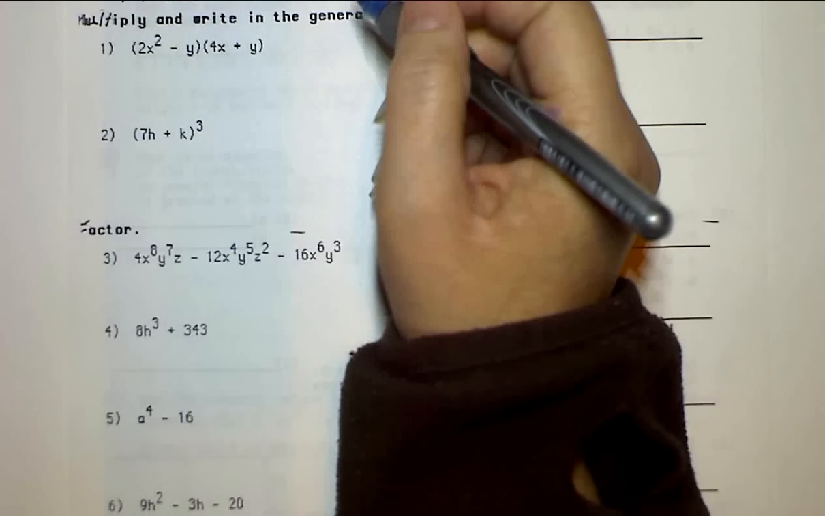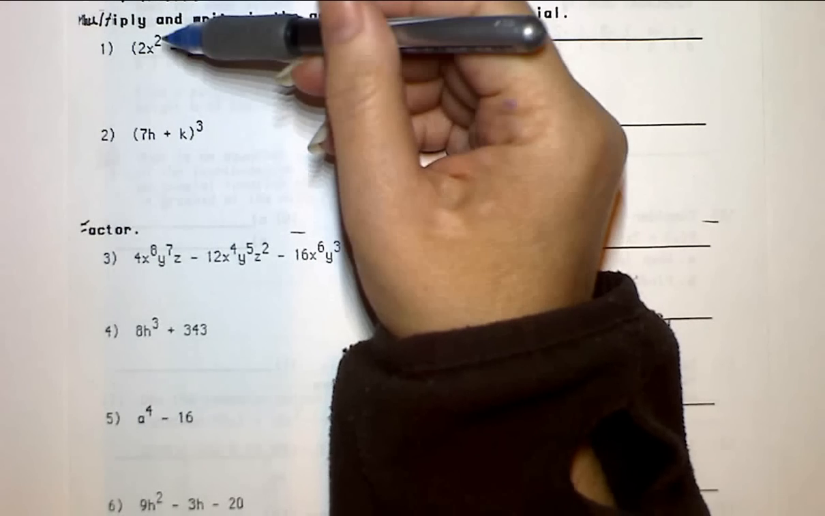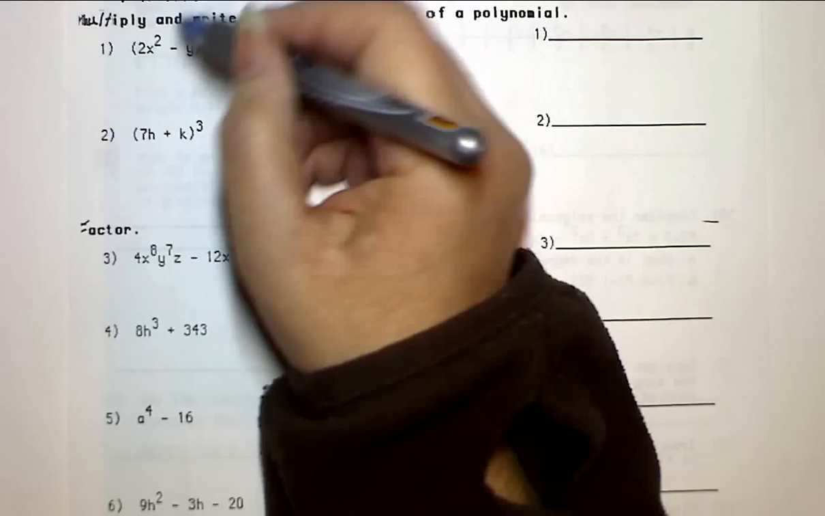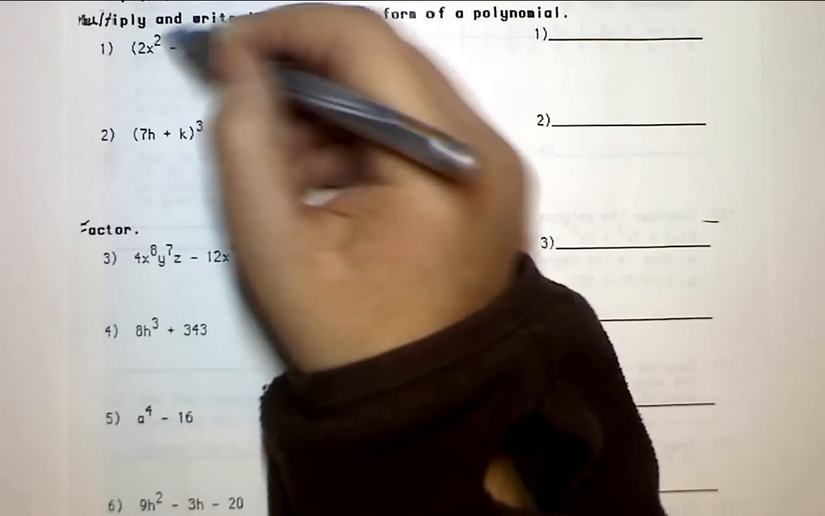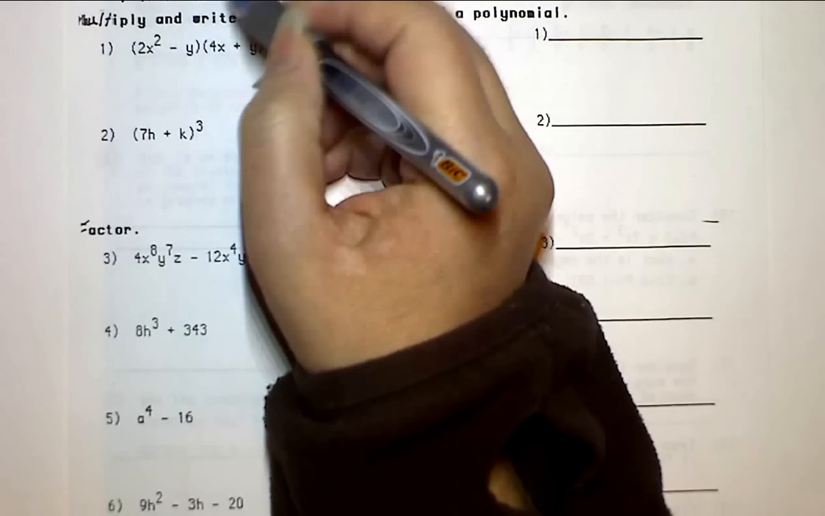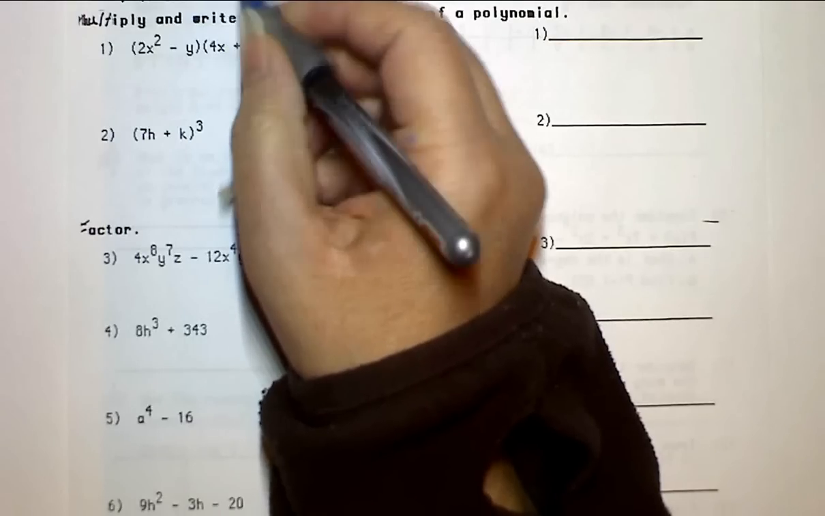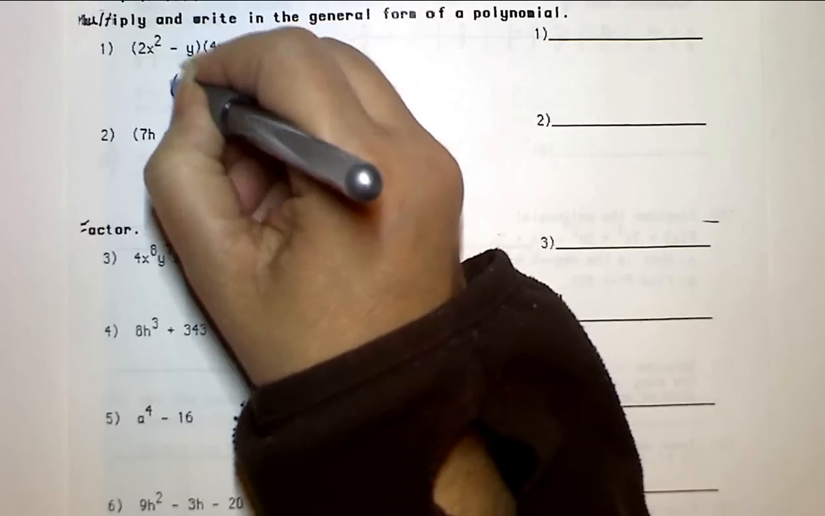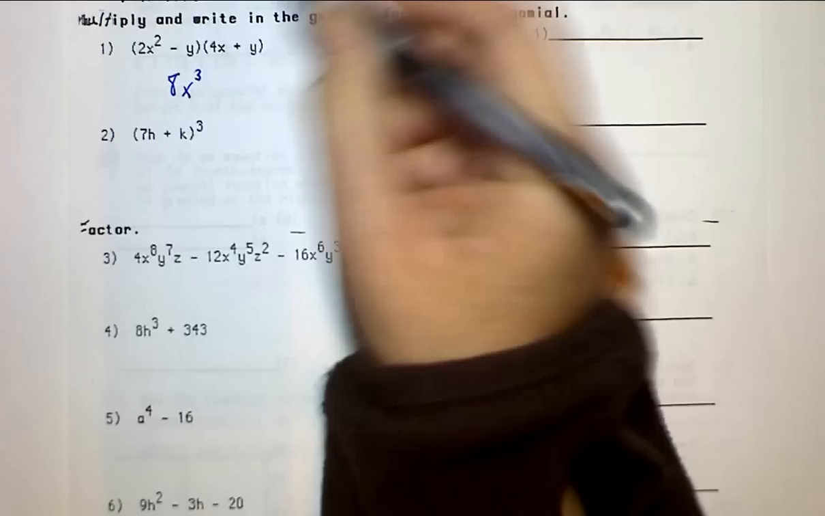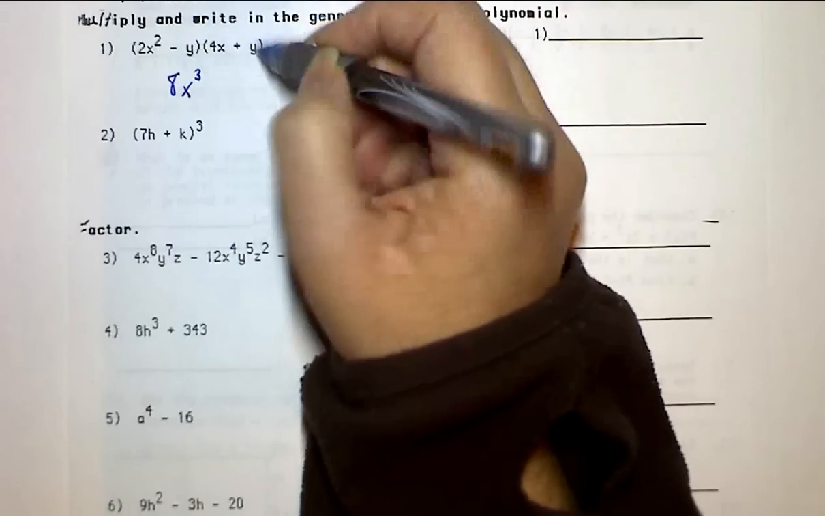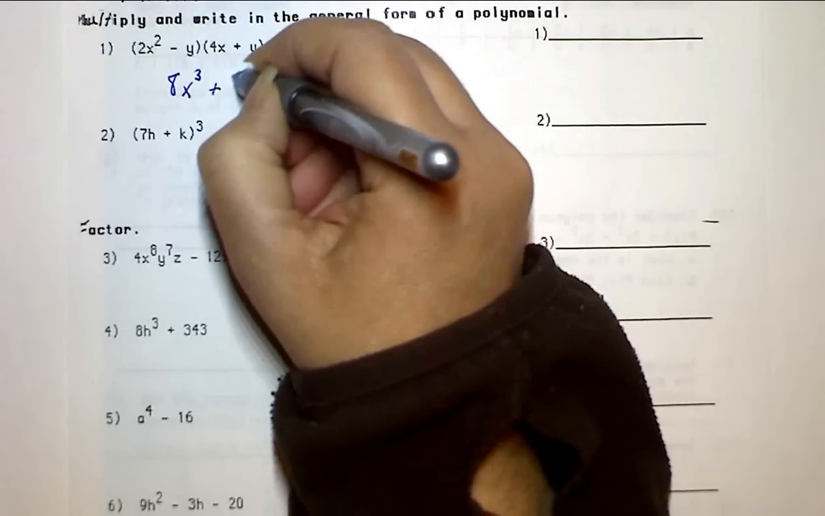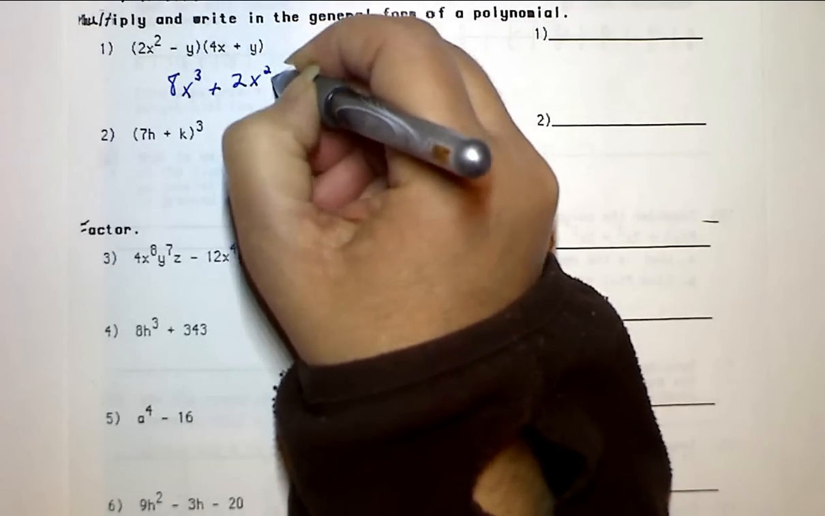So the first one, problem number 1, all you have to do is FOIL. We're going to take that 2x squared and multiply it by each of those. So 2x squared times 4x gives me 8x cubed. 2x squared times y gives me 2x squared y.